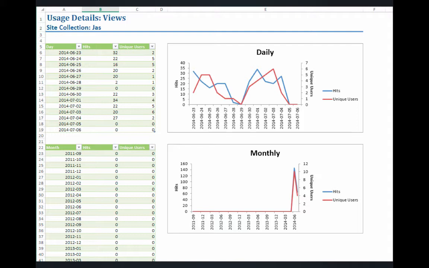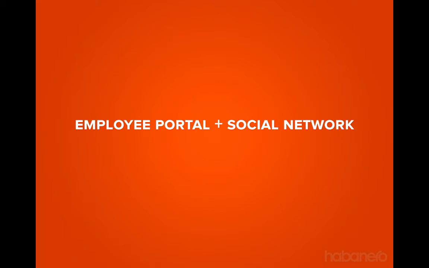And so you see visits or views by day and by month. And it's a little hard to build comparisons over time, and I find that this information is pretty limited in its usefulness.